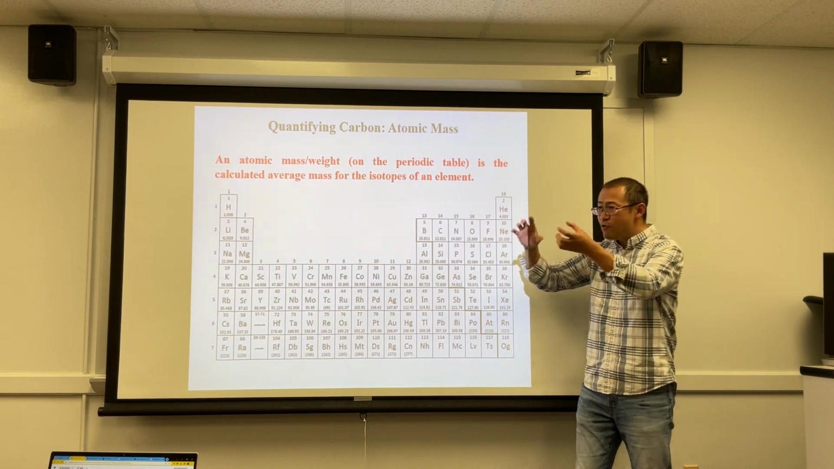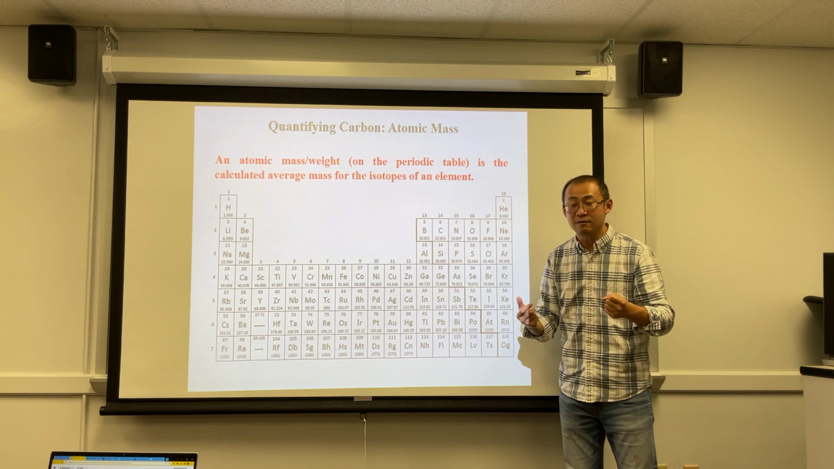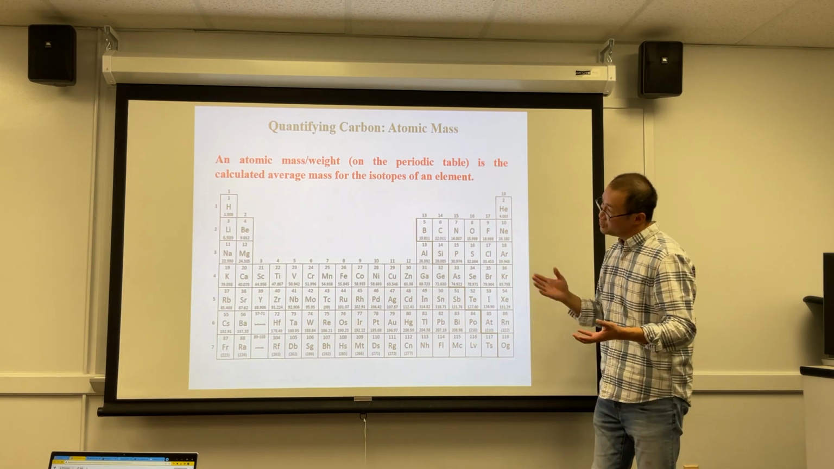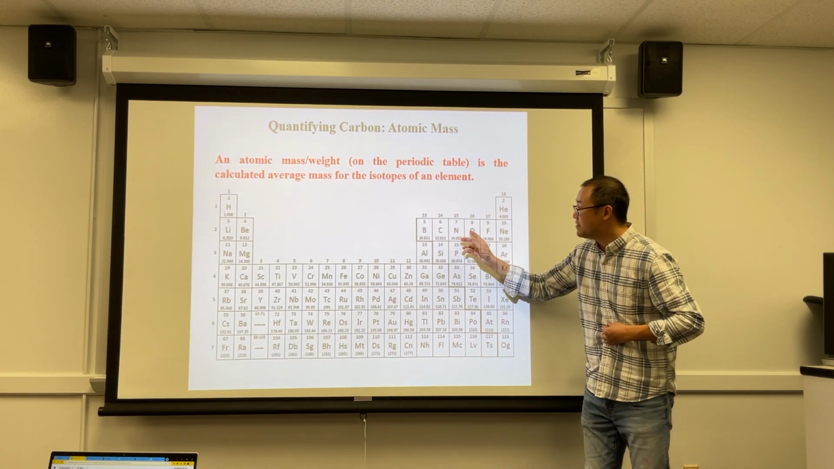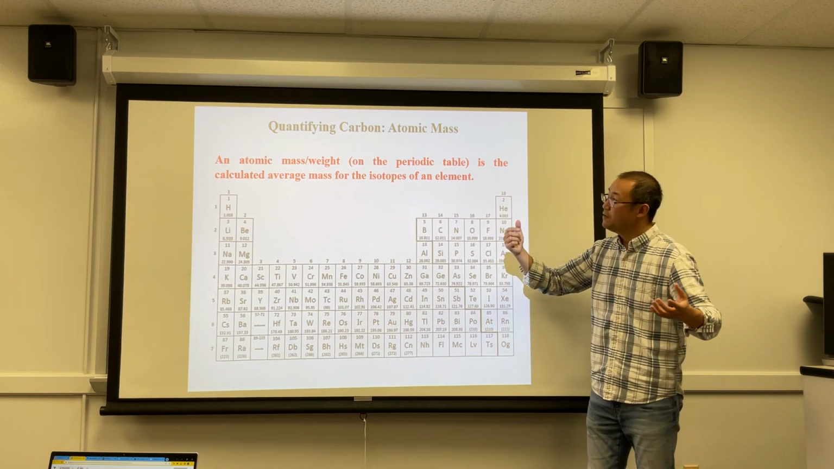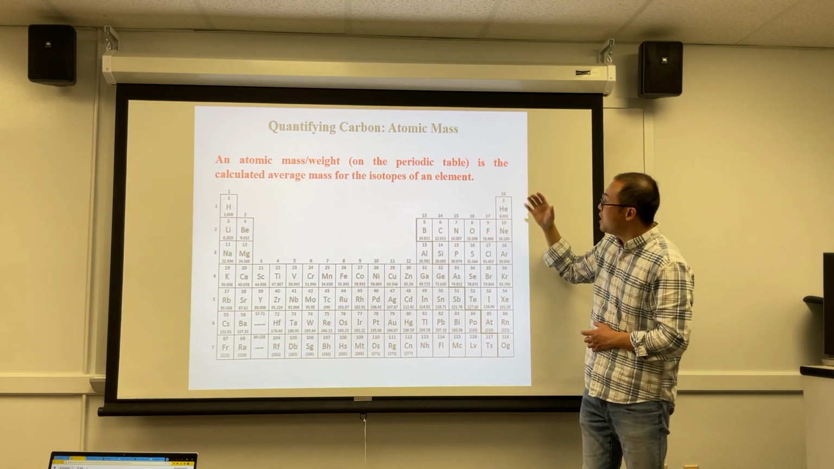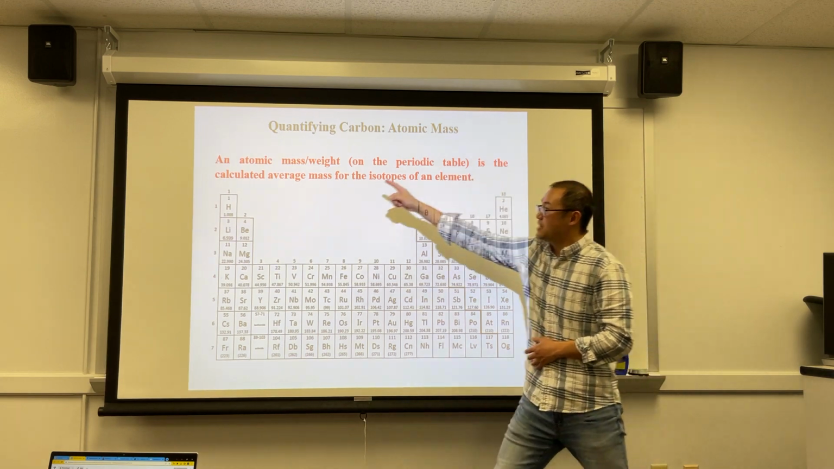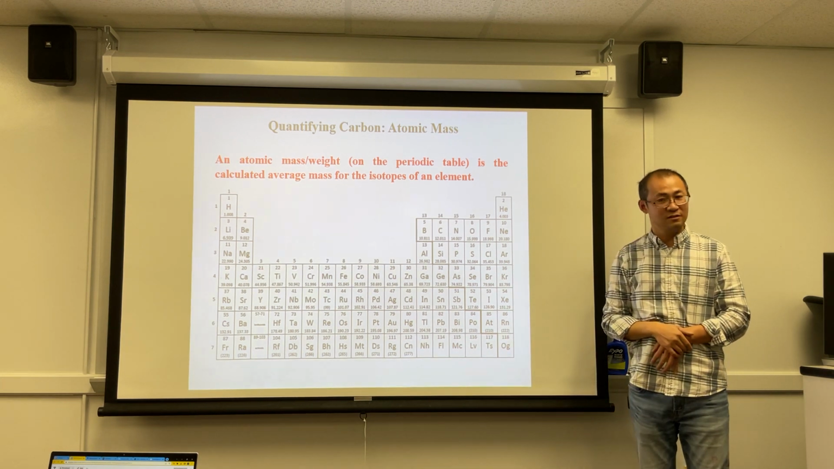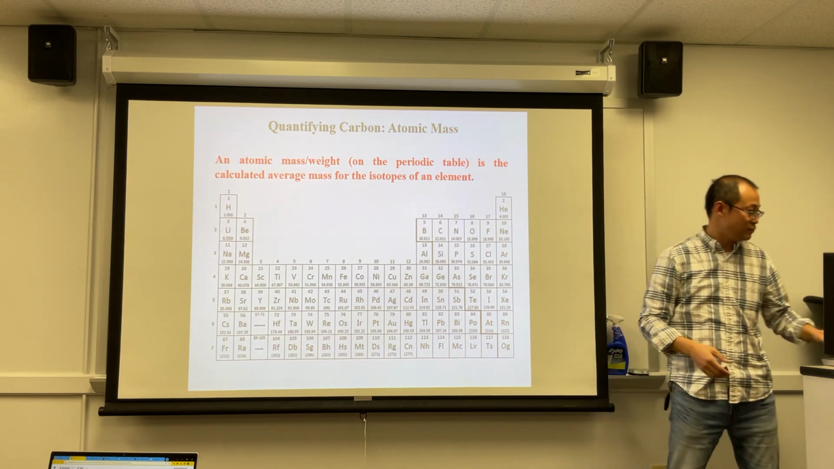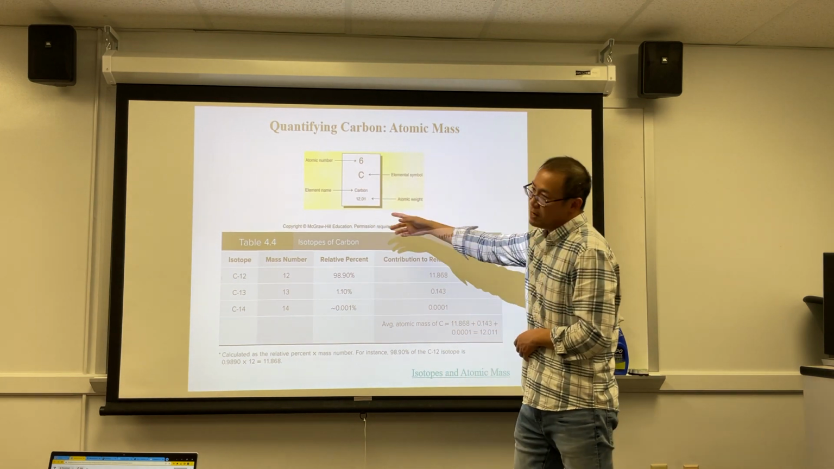So that means even if you're talking about the same element, you have different atoms. Some atoms are heavier, some atoms are lighter, because they're isotopes and their neutron numbers are different. So how do we know the mass of the element, since the mass of the atoms are actually different, some heavier, some lighter? That's why we do an average. That is why these numbers, which we call the atomic mass number, are actually a calculated average mass of the isotopes. For example, carbon: you can see carbon is 6, and the atomic mass number is 12.01.